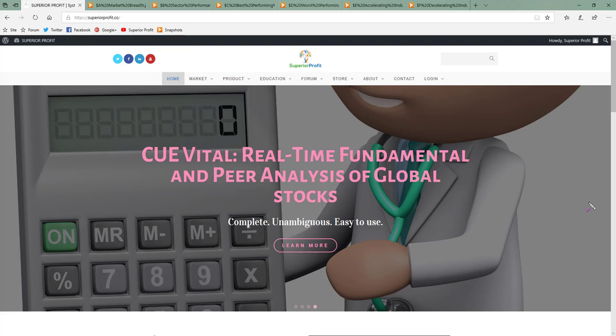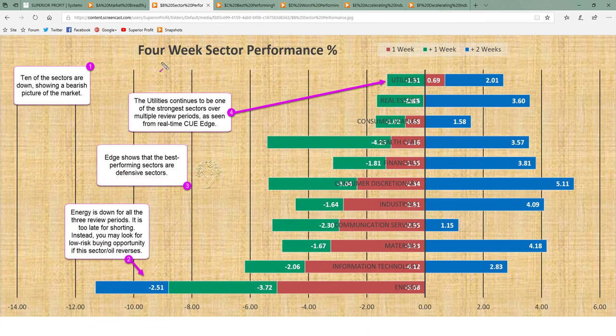However, when we drill down to sector level and then industry level, we can always find trade opportunities by aligning industry strength or weakness with fundamental strength or weakness and then technical strength or weakness. Sector analysis. We are studying 4-week sector performance. We are looking at the 11 sectors across 3 review periods.